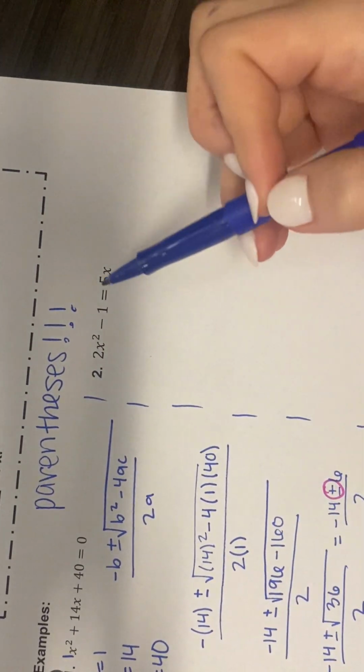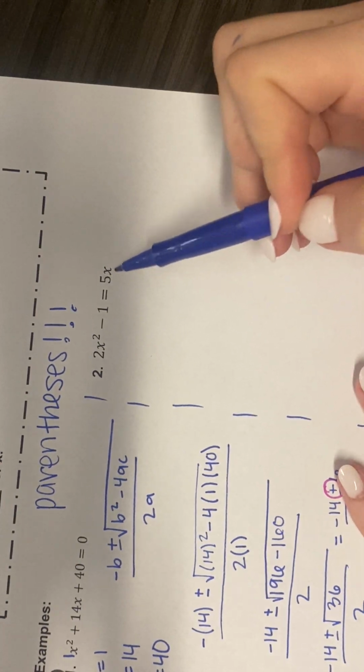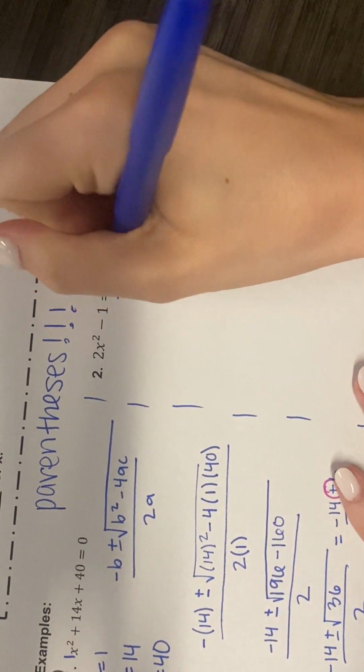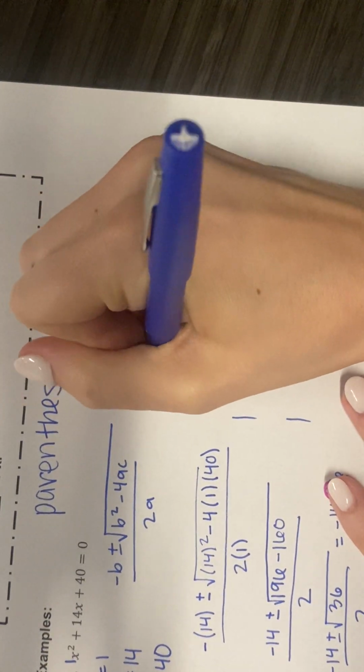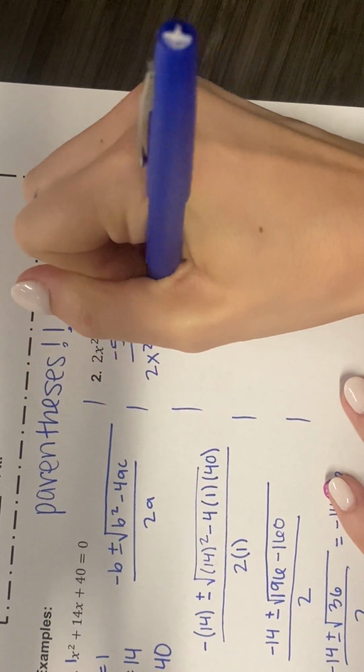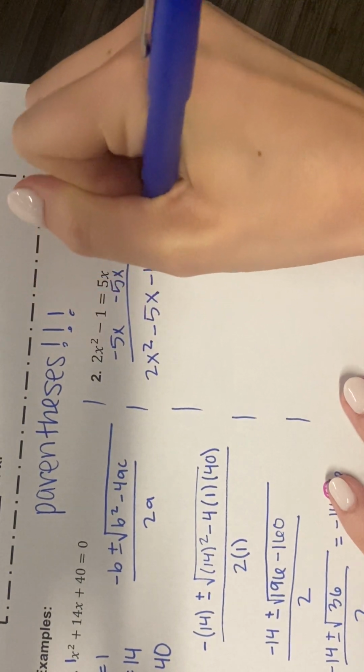Okay, so first things first, it has to be equal to 0. So I'm going to subtract 5x from both sides. So my new equation ends up being 2x squared minus 5x minus 1 equals 0.